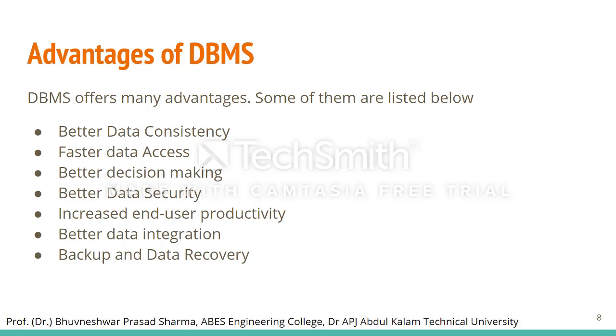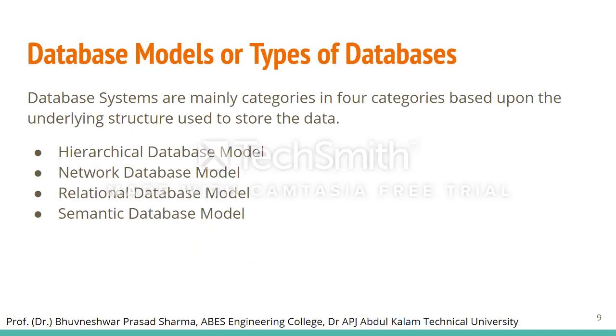So let's continue. The data is managed in four types of databases. Generally, we have database organization. Database systems are mainly categorized into four categories based upon the underlying structure used to store the data. They are the hierarchical database model, the network database model, the relational database model, and the semantic database model. These are the different types by which we can manage the data on the systems, and the users can access the data.